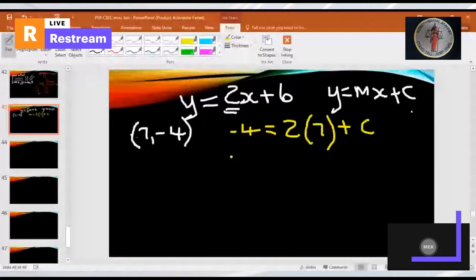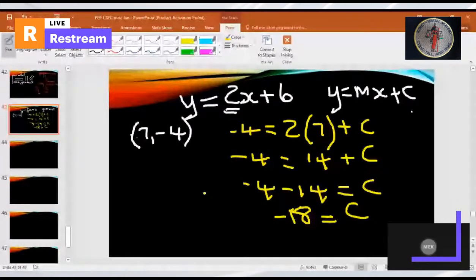So -4 is equal to plus c. So -4 plus 14 is equal to c. So c is -18. And now that we know c is -18, we just put it into the equation.